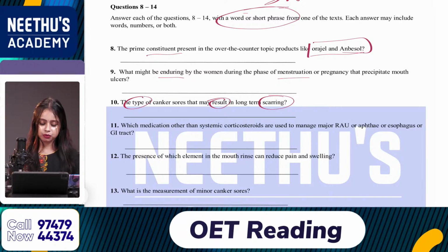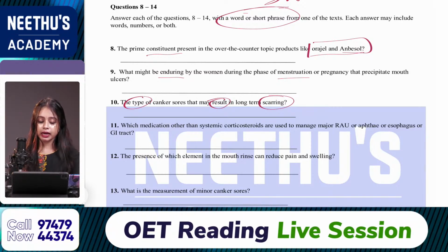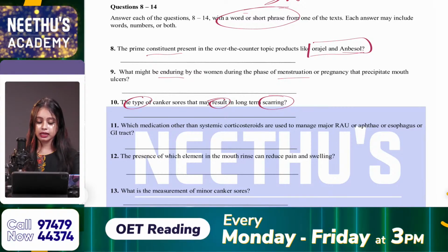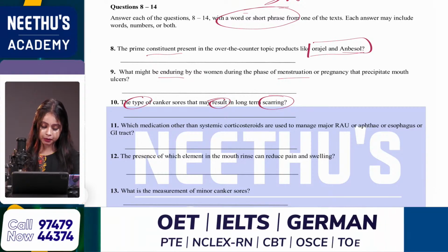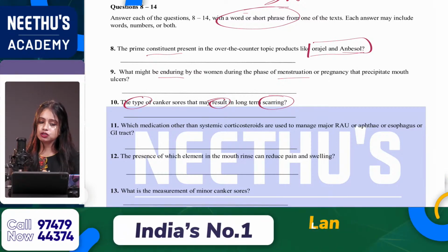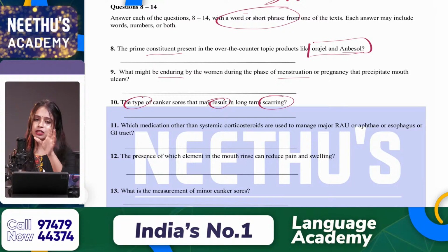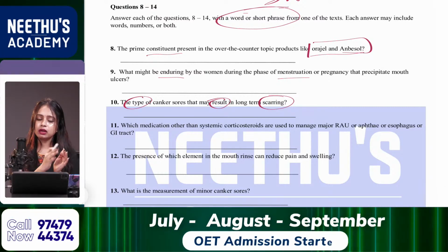The type of. Which type of? The 10th one. The type of canker sores that may result in long-term scarring. Type. Which type? Very good. Major should be the correct answer. Here, canker sores is already mentioned, and major canker sores is not a single word, so that you can separate it.